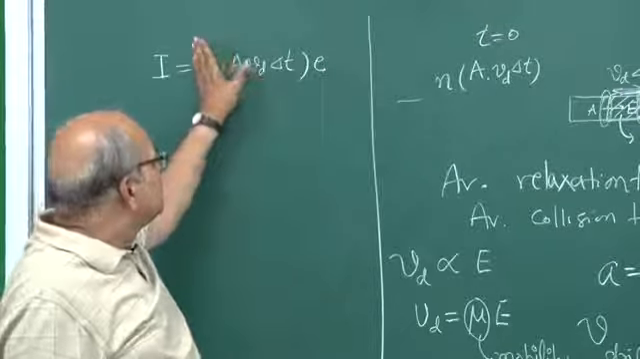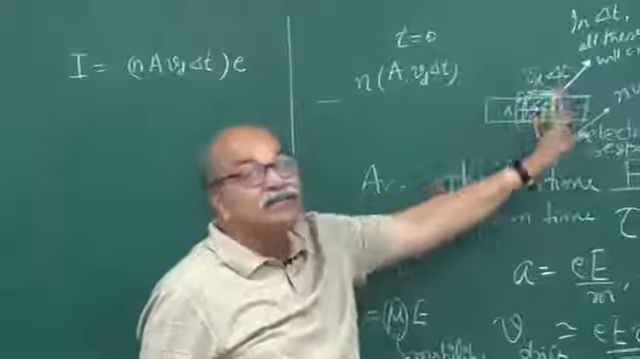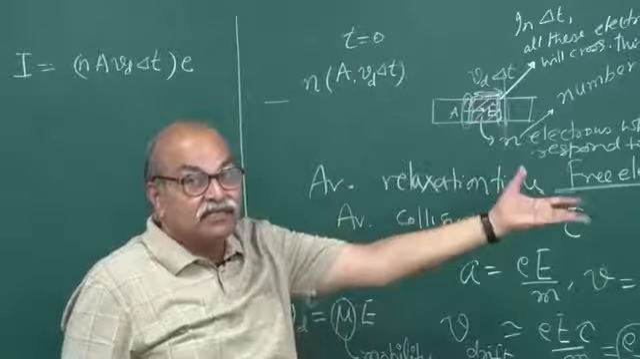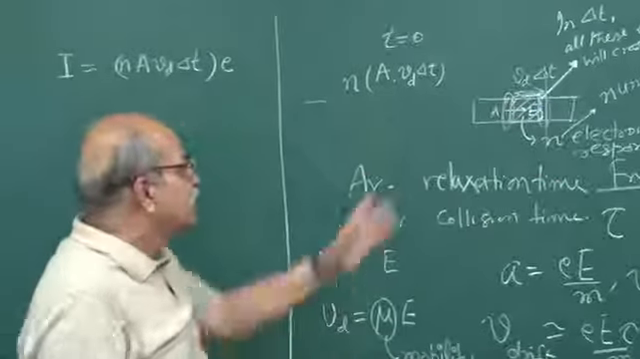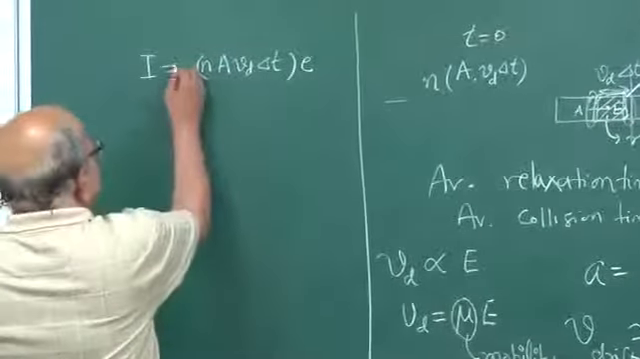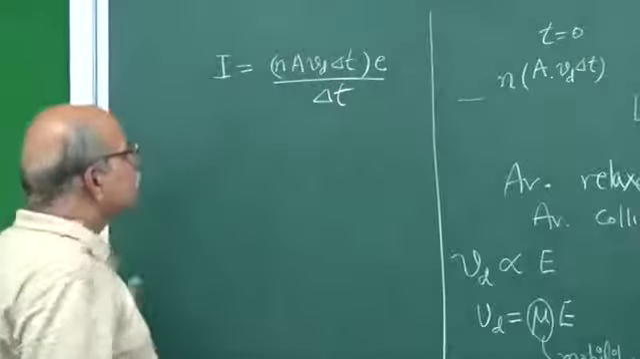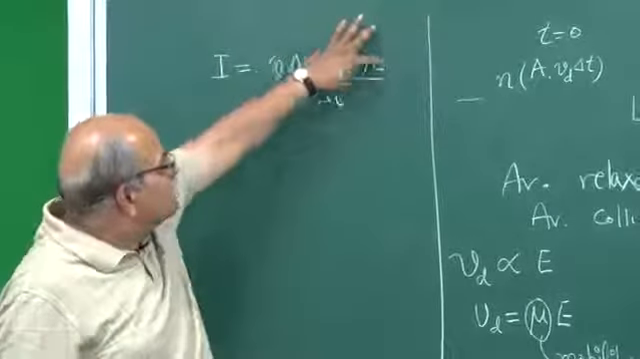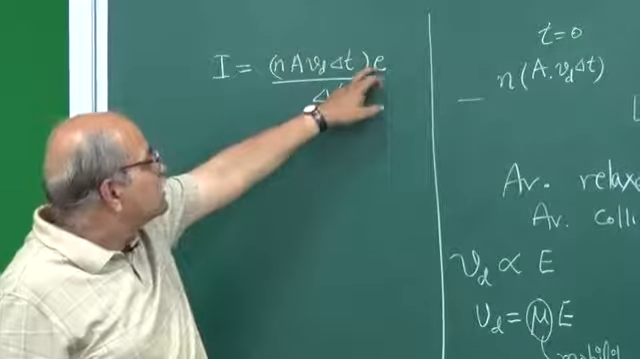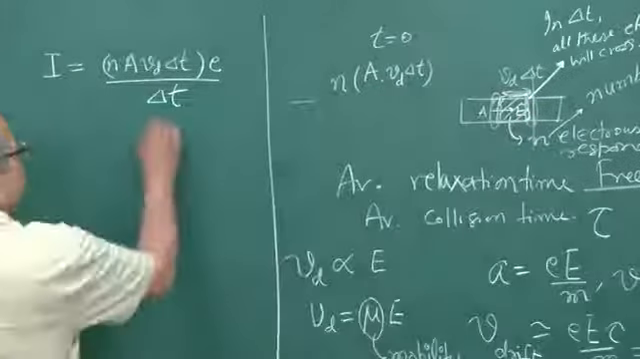So this much of charge is crossing here in time delta T. Okay, so per unit time how much charge is crossing, that is the current, right? If you divide by area, it becomes current density. So the current will be this divided by delta T. This much charge is going in time delta T. So per unit time, how much charge is going through a cross section, that is the current. So this is the current.